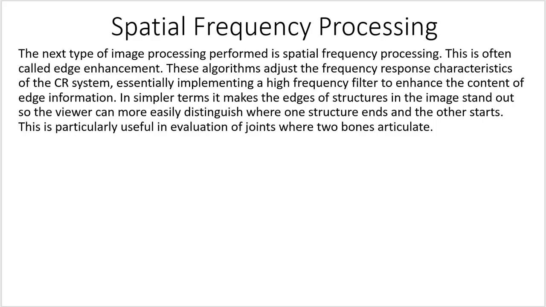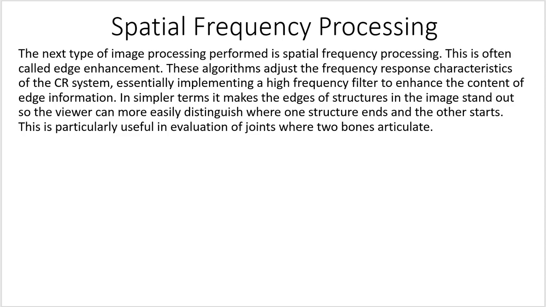Spatial frequency processing. The next type of image processing performed is spatial frequency processing. This is often called edge enhancement. These algorithms adjust the frequency response characteristics of the CR system, essentially implementing a high-frequency filter to enhance the content of edge information. In simpler terms, it makes the edges of structures in the image stand out so the viewer can more easily distinguish where one structure ends and the other starts.